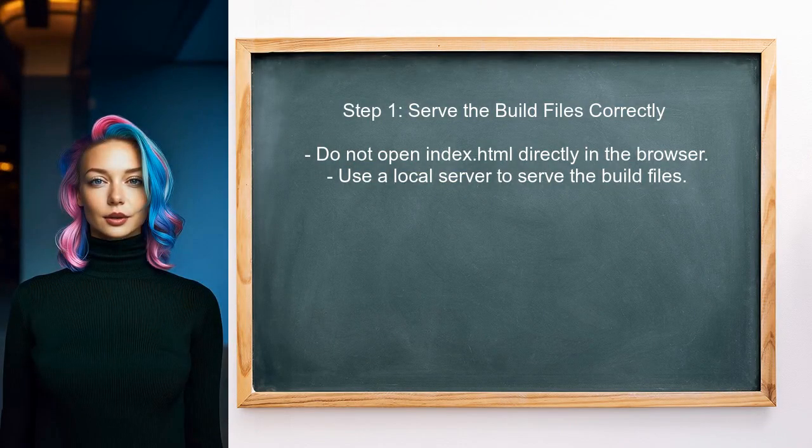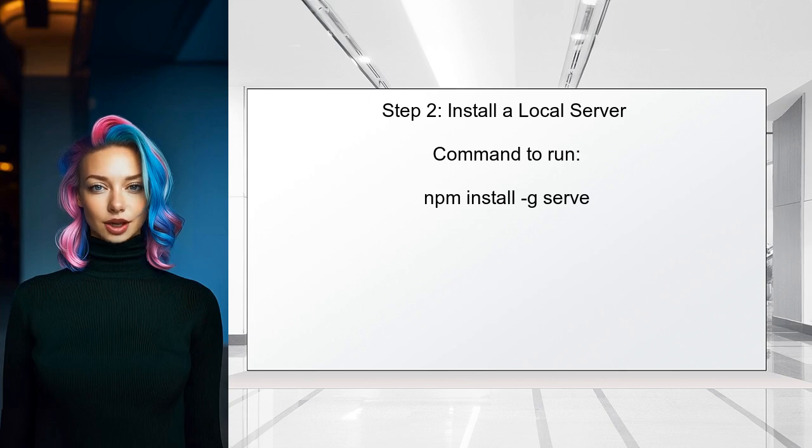To resolve the issue of the blank screen when accessing the built application, the user should first ensure that they are serving the build files correctly. Simply opening the index.html file in a browser will not work as expected. The user can use a simple HTTP server to serve the files. One option is to install a package called serve globally. This can be done by running the command npm install -g serve in the terminal.